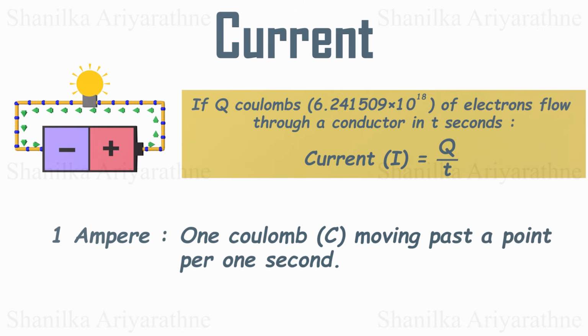The unit of current is called amperes, or simply amps. 1 ampere equals 1 coulomb moving past a point per second. That means to create a 1 ampere current flow, 6.2 quintillion electrons have to flow through a single point of the conductor every second. It may seem like a huge number of electrons, but at the atomic scale, that's how things are, so don't be surprised.